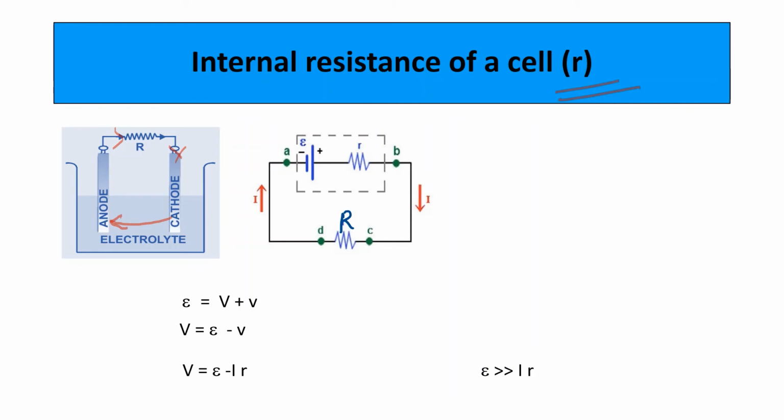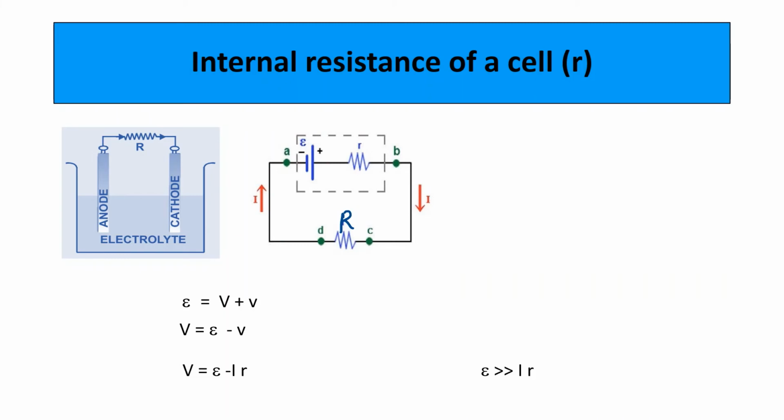The resistance offered by this electrolyte is known as internal resistance. This internal resistance is very small. A cell will always have an internal resistance. This is the cell where internal resistance is shown. This is the internal resistance. This is the external resistor, the external resistor which you connect.